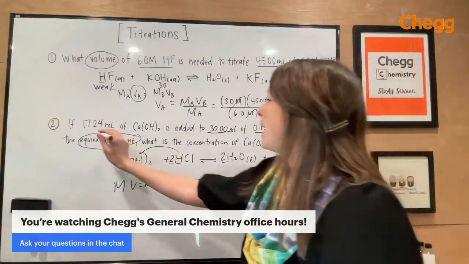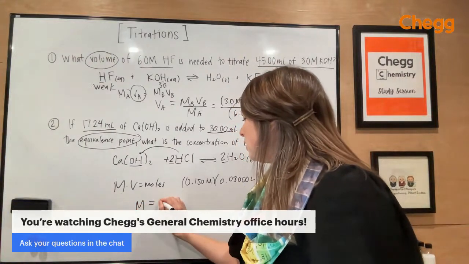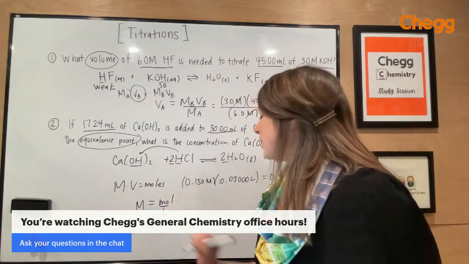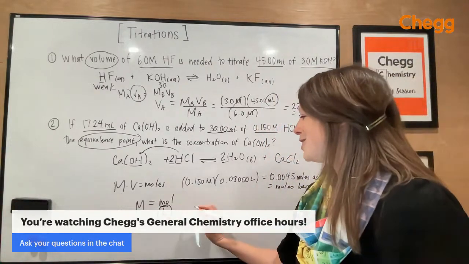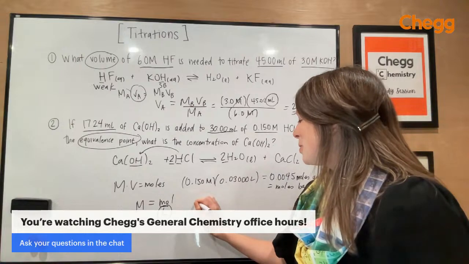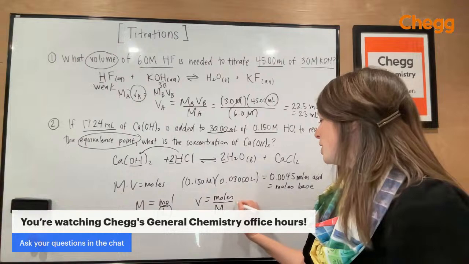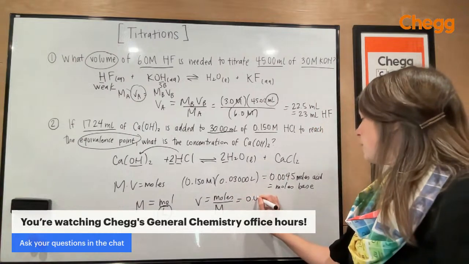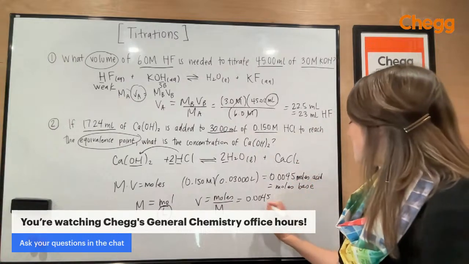So now I can go back in. I know my volume. So molarity equals the moles per liter. I want to try to solve for my volume, so I'm going to rearrange this a little bit. My volume is going to be equal to the moles divided by that concentration. So I'm going to take 0.0045. Technically, I should have more sig figs, but they'd just be zero, so don't hate me for that.